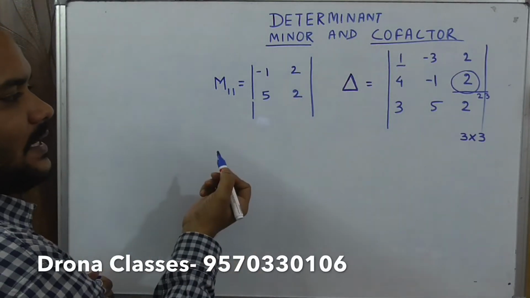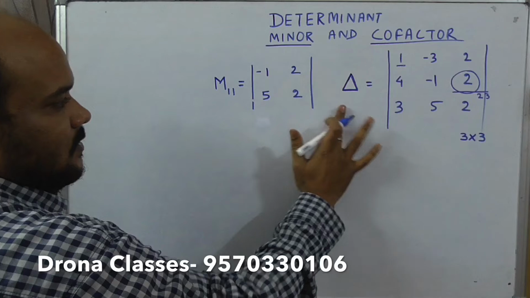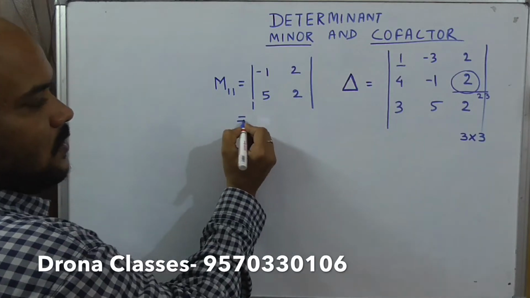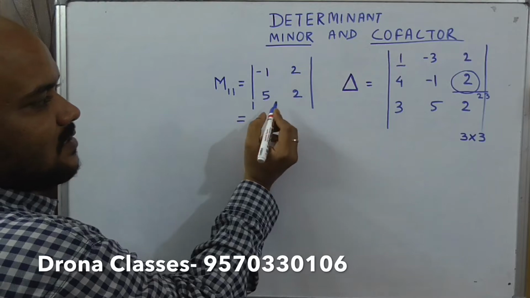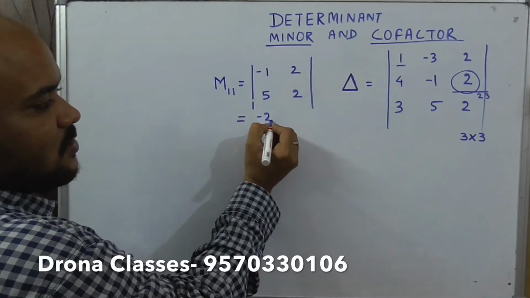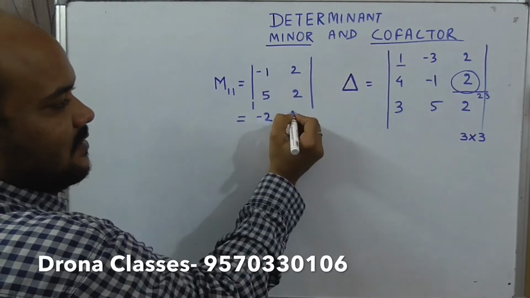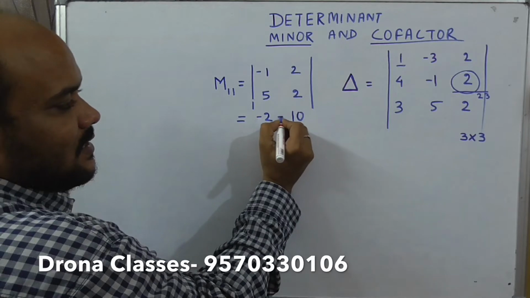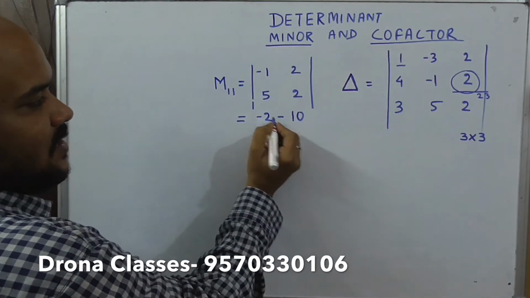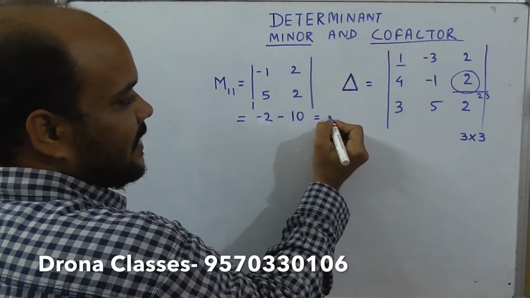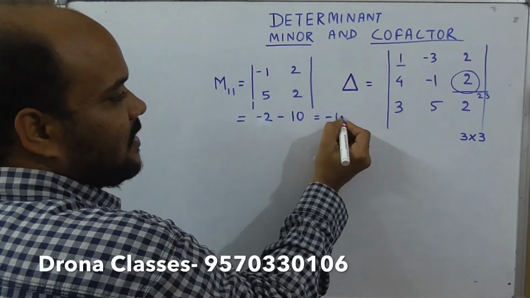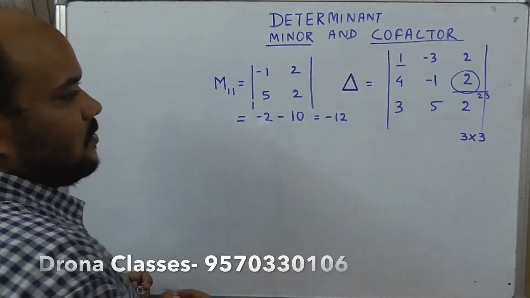Now how to find the minor? We can just cross multiply. -1 into 2 is -2 and 2 into 5 is 10. I can just subtract and this gives me the minor value at this position 1, 1. So we can write this as -12.